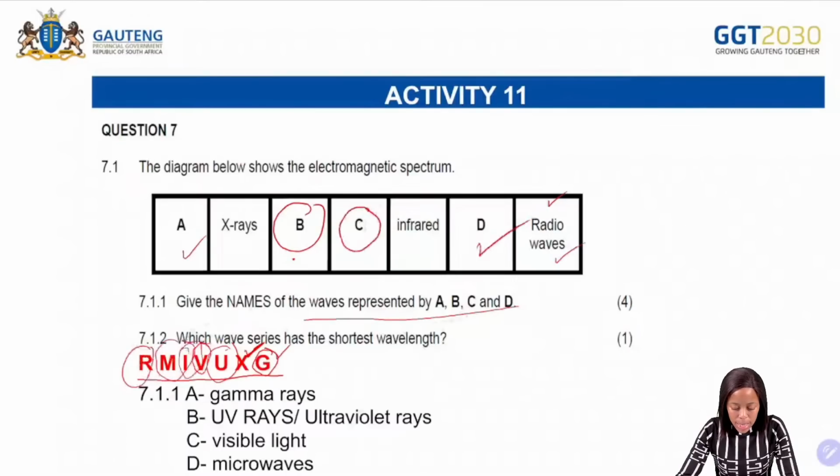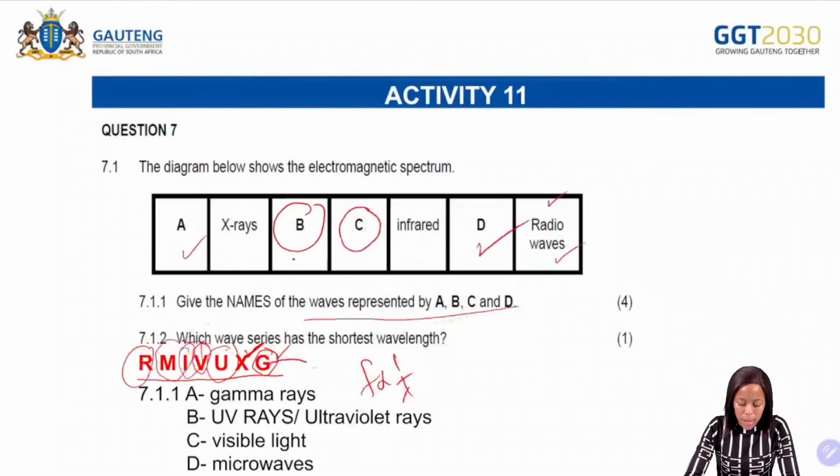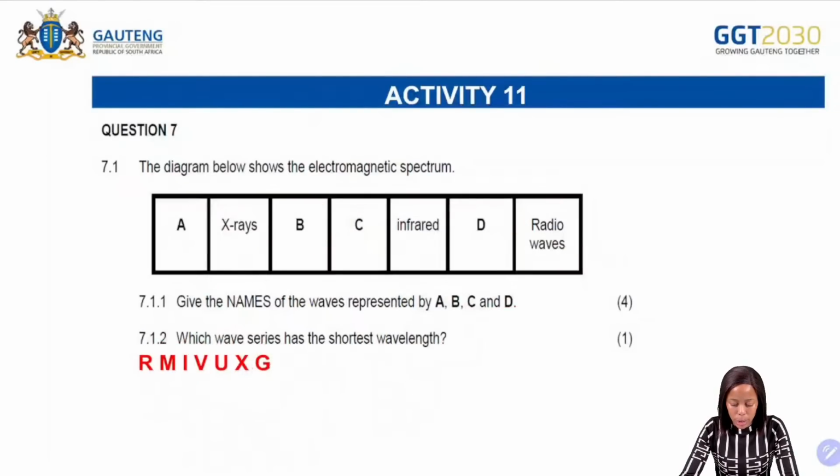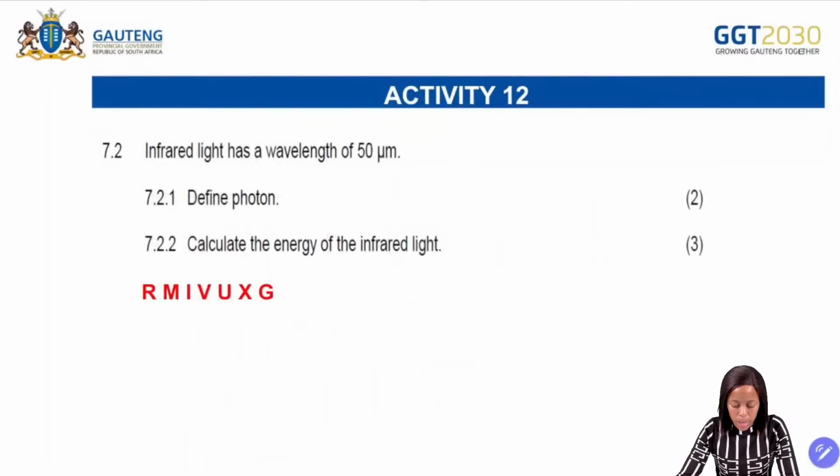Then which wave series has the shortest wavelength? So remember we said that frequency and the wavelength are inversely proportional. So it therefore means that if gamma rays have a higher frequency, they will have a shorter wavelength. We know that gamma rays have the highest energy. Therefore, they should have the shortest wavelength. So our answer for this one will therefore be the gamma rays.